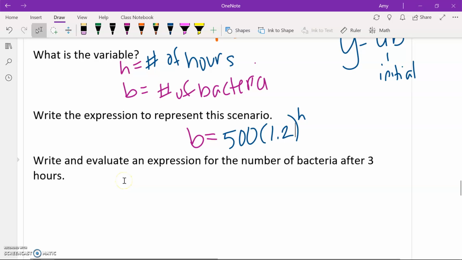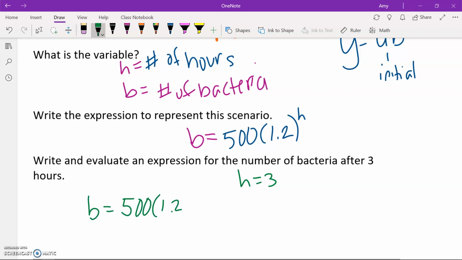So write and evaluate an expression for the number of bacteria after 3 hours. And this is why using h as our variable is going to be helpful, because I now know that they're telling me that h is 3. So I can look for what is 500 times 1.2 to the power of 3.